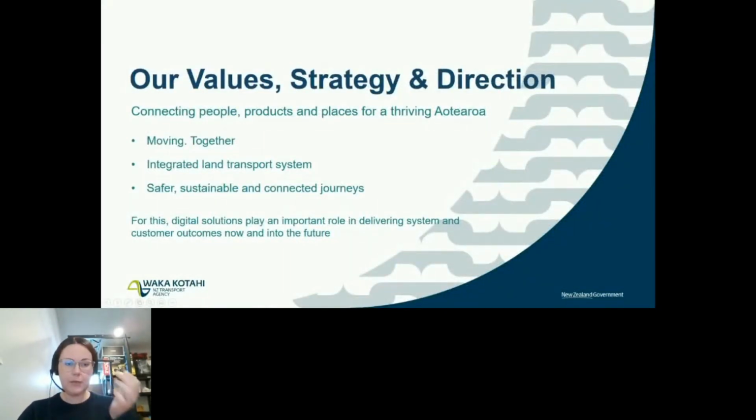At Waka Kotahi, FME helps us to understand and deliver on our values, strategies, and ultimately our direction in providing one integrated land transport system. Our purpose is moving together, which is characterized by a forward momentum and constant future thinking. For this, digital solutions play an important role in delivering system and customer outcomes now and into the future, because it's through the use of data and information that we can improve business performance.